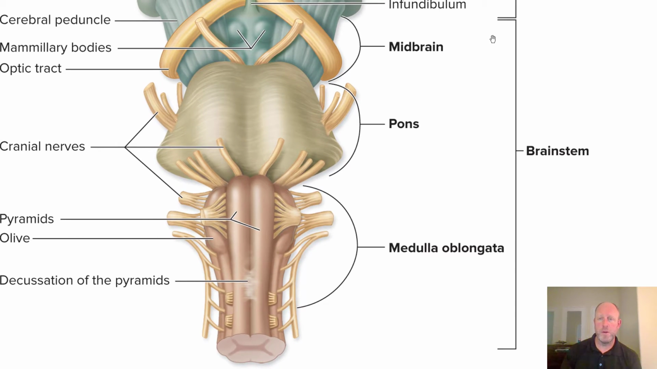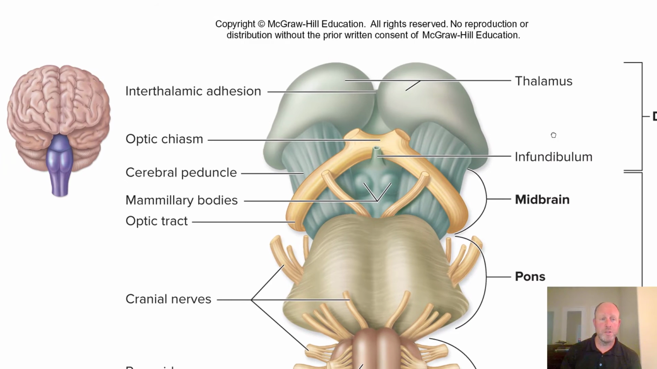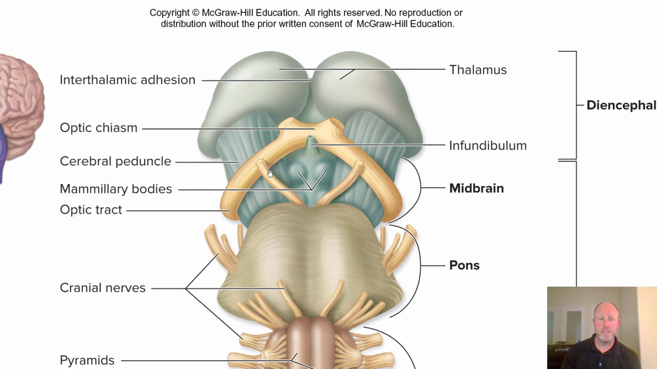And of course, that's all part of the midbrain, the pons, and the medulla oblongata, part of the brainstem. The thalamus and infundibulum, as well as the interthalamic adhesion and optic chiasm, are all part of the diencephalon. And the cerebral peduncle actually kind of crosses both of them here, more toward the midbrain.